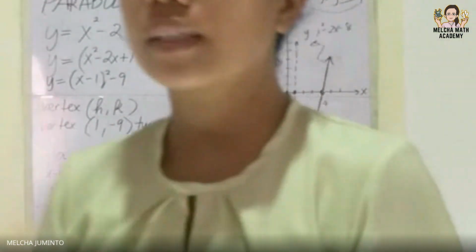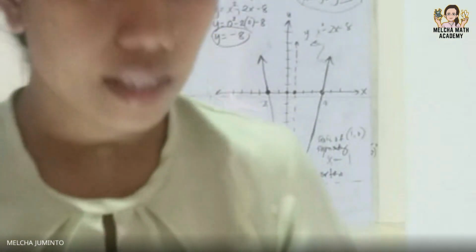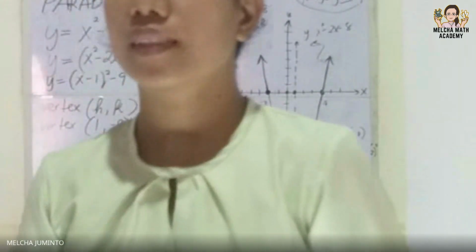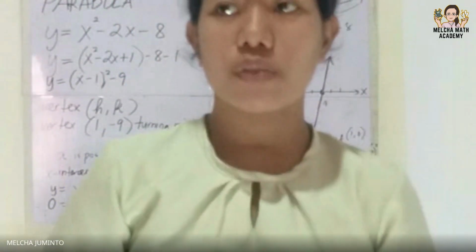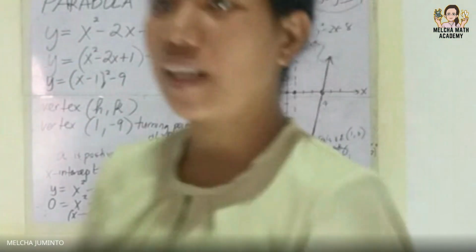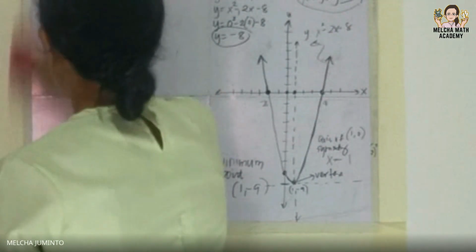Do you like another example, class? Do you want me to show another example of writing in vertex form up to graphing? So let me show you another example. I will erase the first example now.